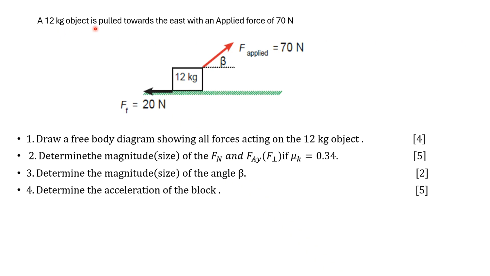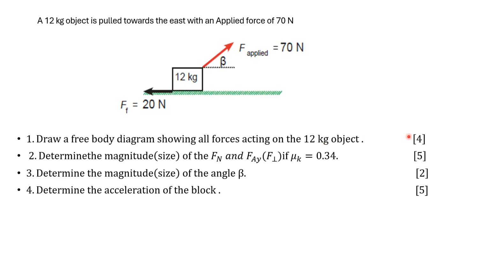So a 12 kg object is pulled towards the east with an applied force of 70 newtons. So we have an applied force of 70 newtons. Right, in the drawing, they've given me a force of friction, that's 20 newtons, so there they don't want me to calculate, but then I have to use this to calculate something else. Right, and there as you can see, the angle is just labeled as beta, pulling a 12 kg object. So number one, can we draw a free body diagram showing all forces acting on a 12 kg object?